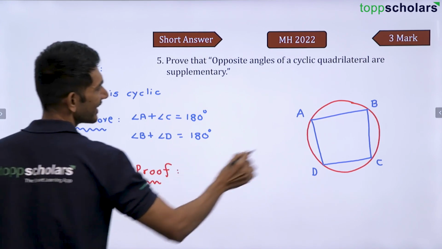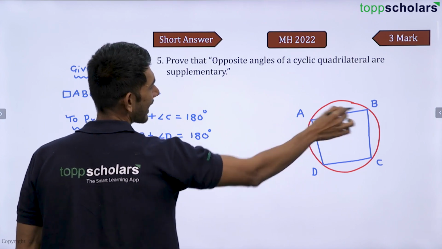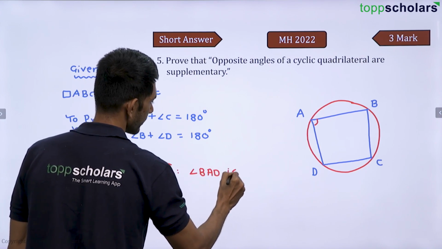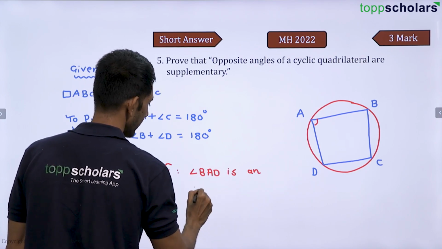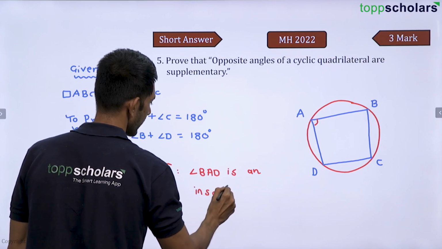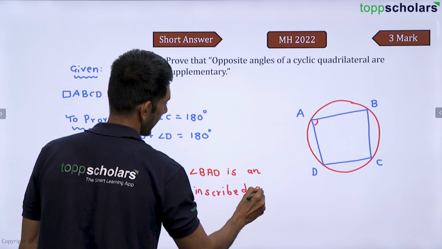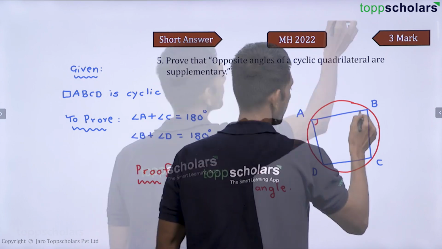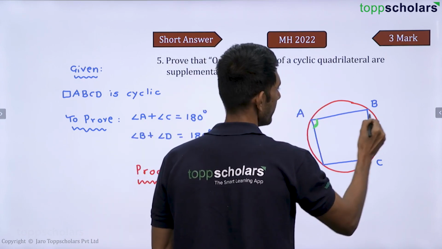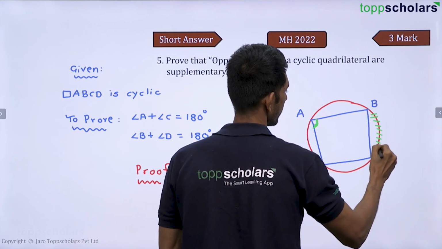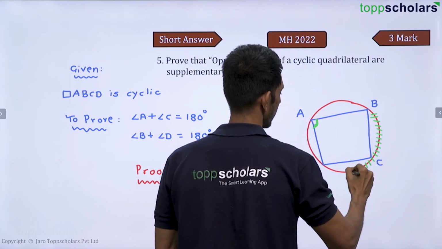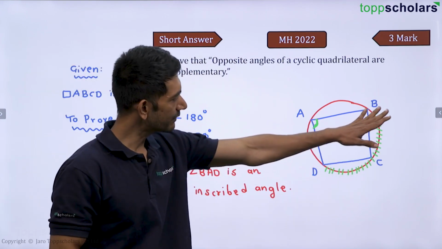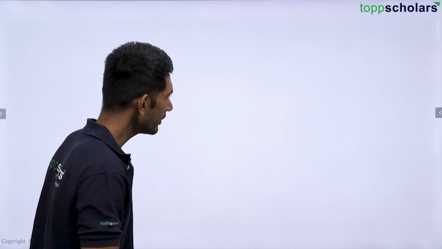so firstly, can I say angle BAD is an inscribed angle, correct? This is an inscribed angle. So can I say the measure of angle BAD will be half of the measure of arc BCD, correct? Ideally, we don't need that figure. So let's continue with our figure only.